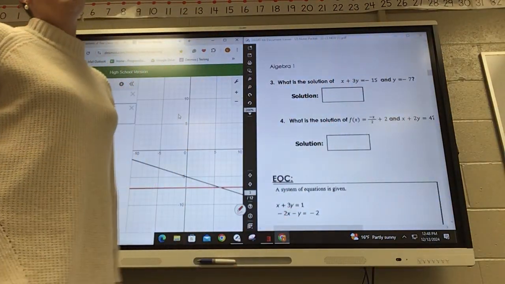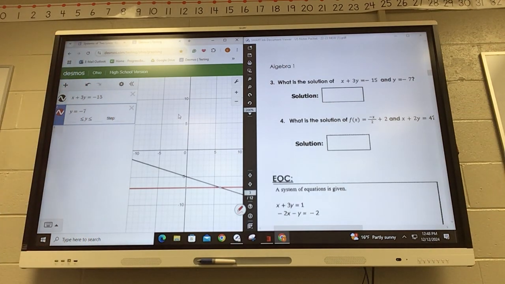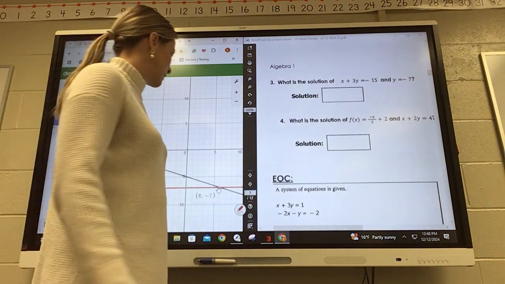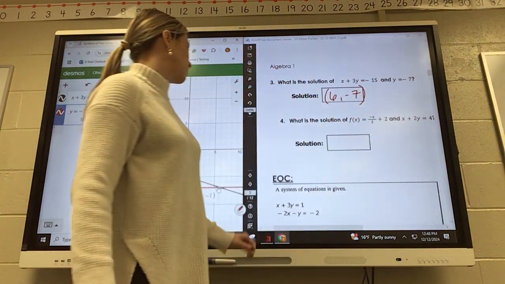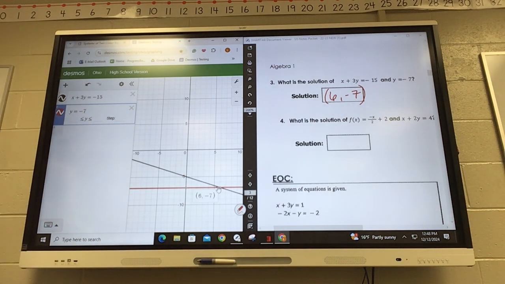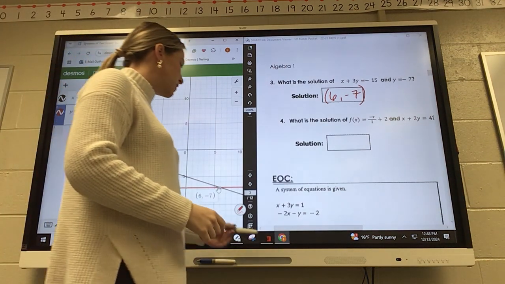Okay. One of you who had your hand up, what's my solution here, Chandler? 6, -7. 6, -7, and I clicked on it on my screen here. Is that what the rest of you got as well? Yep. Like I said, the only way you don't is if you typed it in wrong. So if you ever don't get these answers, double check what you typed in.